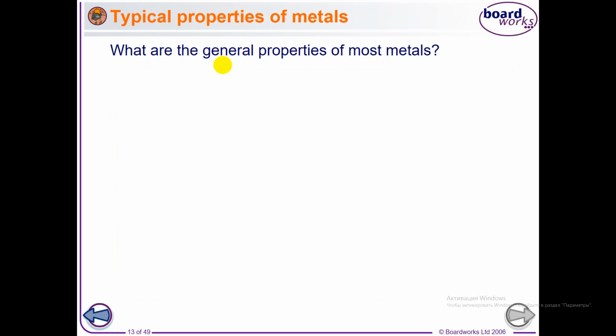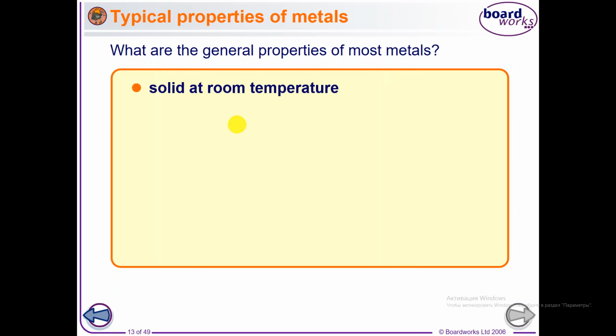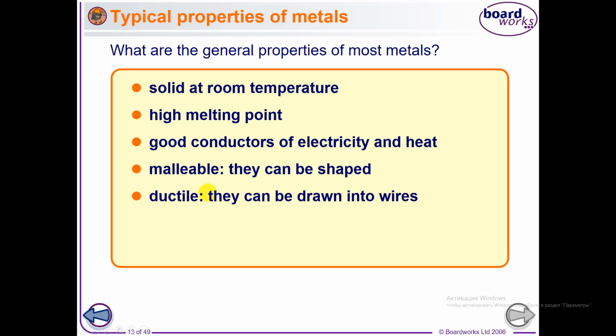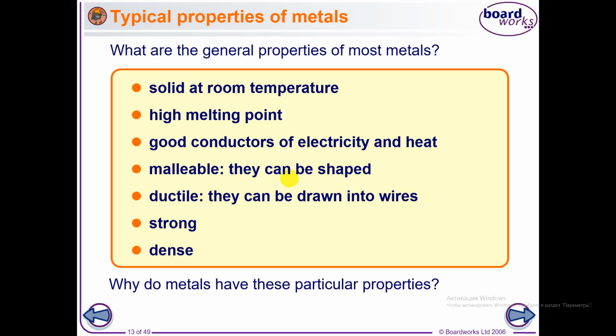What are the general properties of most metals? Solid at room temperature. It's very important. High melting point. Good conductors of electricity and heat. Malleable, they can be shaped. Ductile, they can be drawn into wires. Strong, very important, and dense, very important. And maybe you can answer why metals have these particular properties.